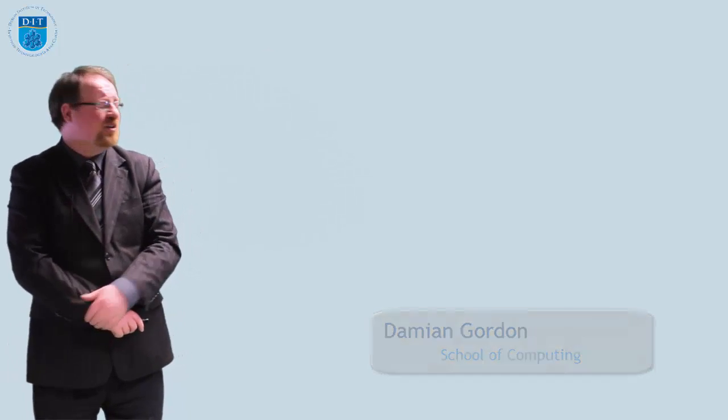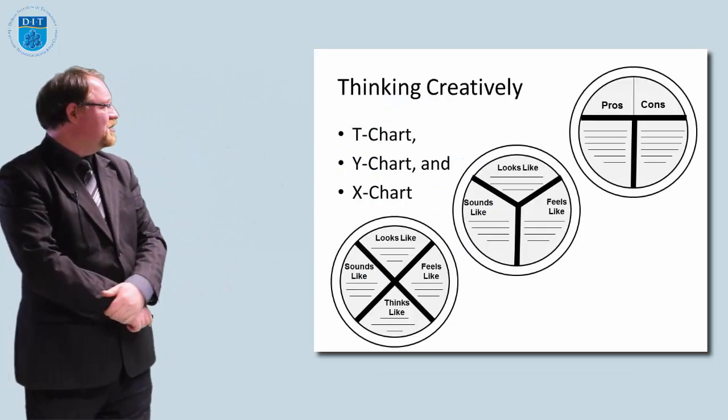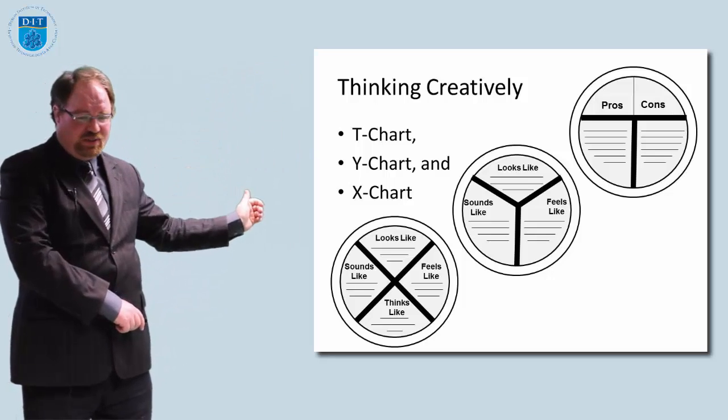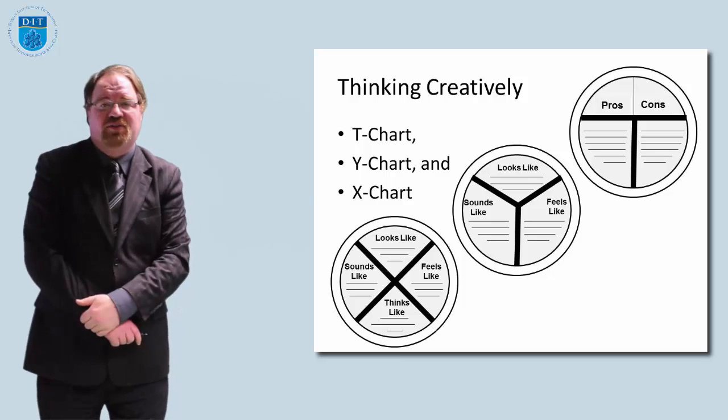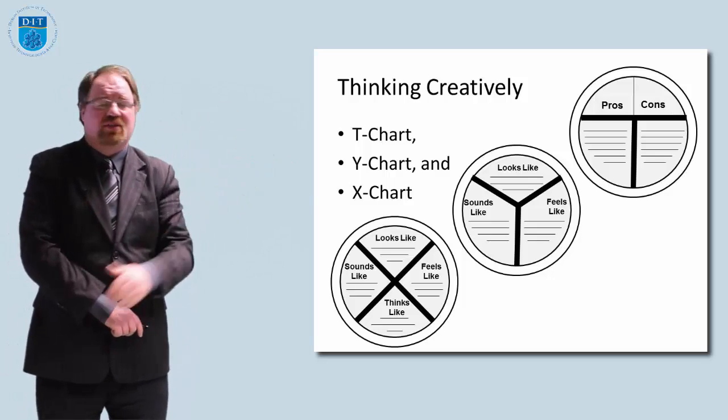In this episode we're going to look at T, Y and X charts. So what are T, Y and X charts? As you can see, T charts have 2 different columns, Y charts have 3 different sections, and X charts have 4 different sections. So a T chart can be useful if you're doing pros and cons or things like that.